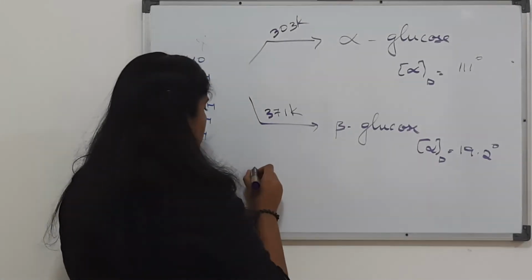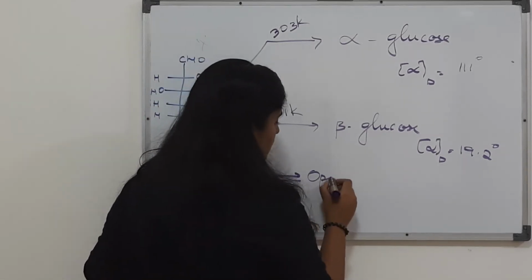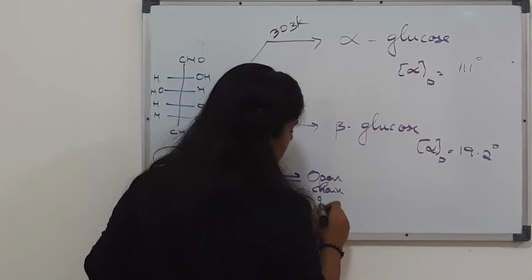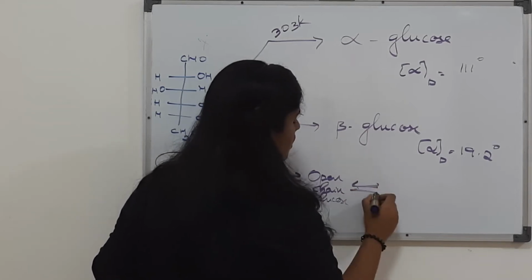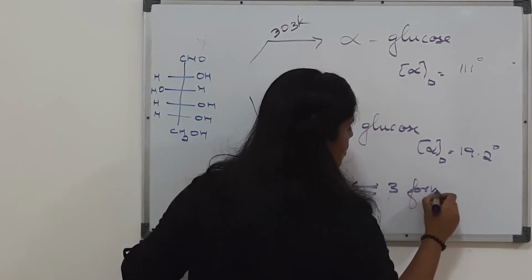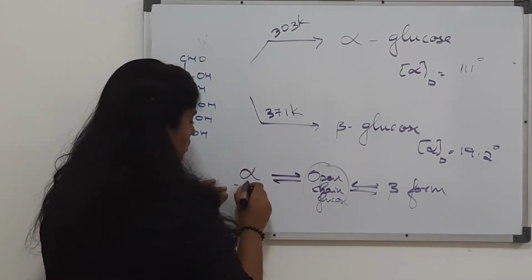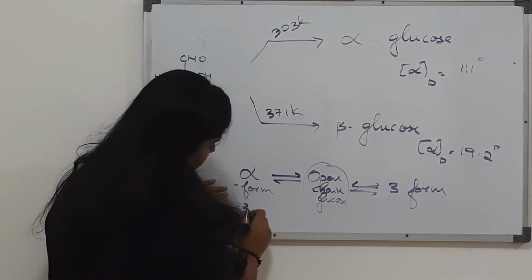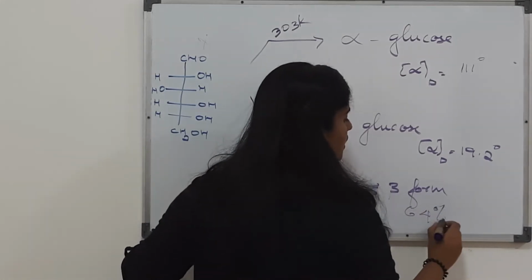And in the equilibrium mixture we have alpha, then the open structure, our open chain glucose, would be there, and similarly we have this beta form. This would be that equilibrium. So this alpha form would be some 36% and this beta form would be 64%.